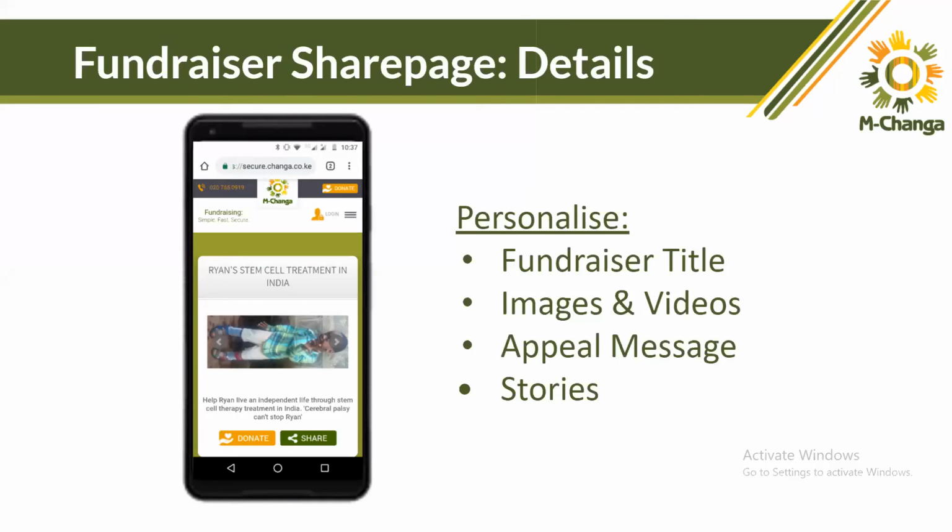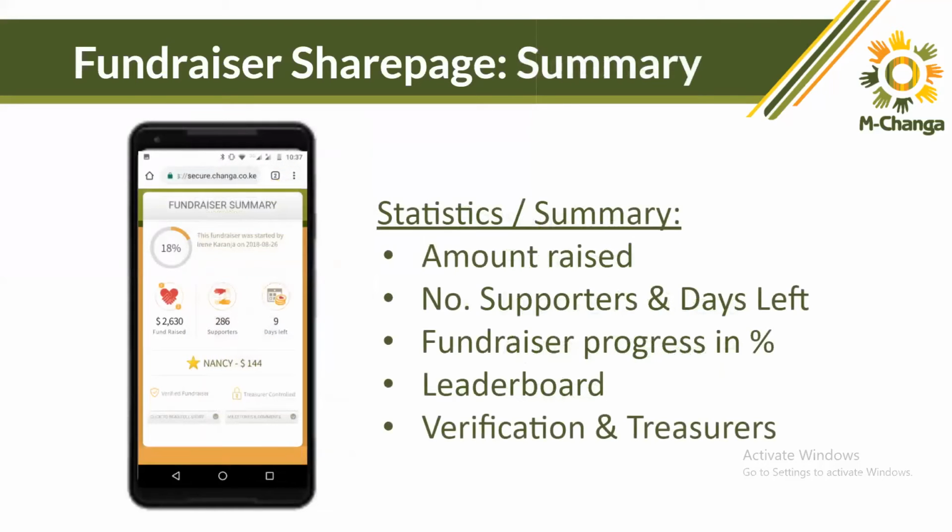M-Changa also allows you to write an appeal message, which is just a brief description, something catchy, so that if I don't have time to read your story, just by going through the appeal message alone, I'll be able to know what you're fundraising for. Then we also allow you to write a story where you can explain in detail the reason why you are fundraising.